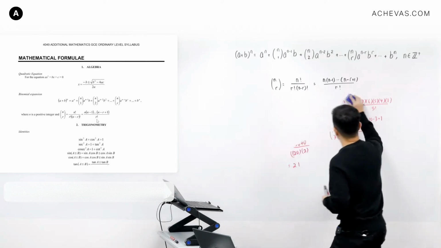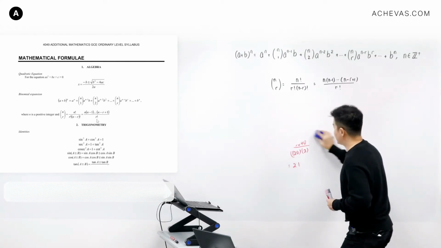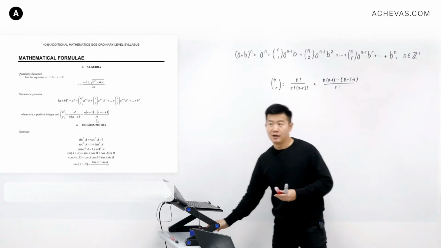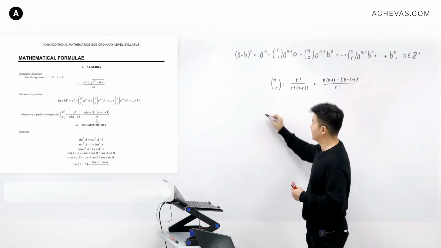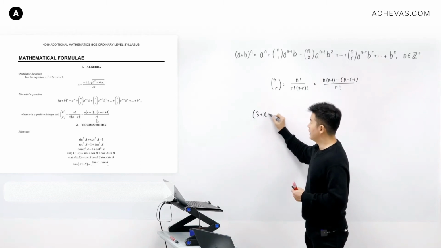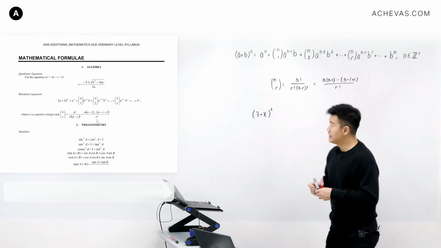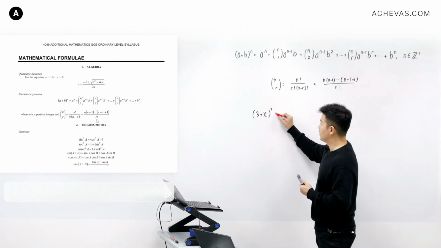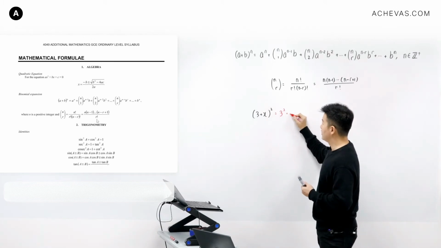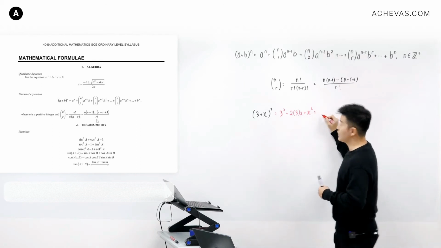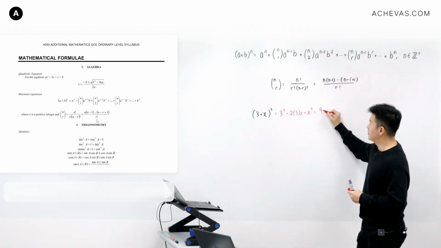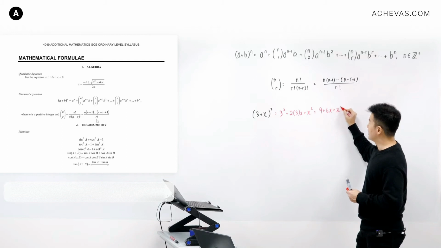How about let's go for something that we can already expand, like for example, 3 plus x to the power of 2. Every one of us knows how to expand this, right? 3 plus x to the power of 2. And what is this? This is going to be equal to 3 squared plus 2 times 3x plus x squared. So we are expecting this to be 9 plus 6x plus x squared.